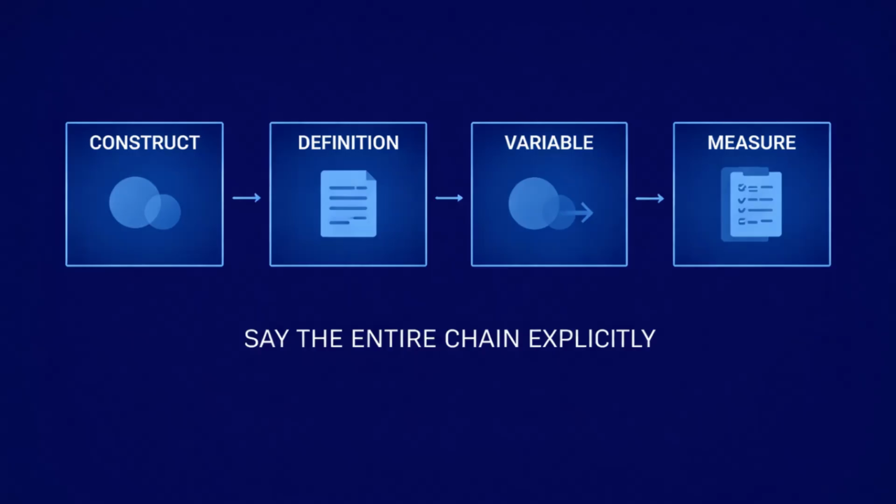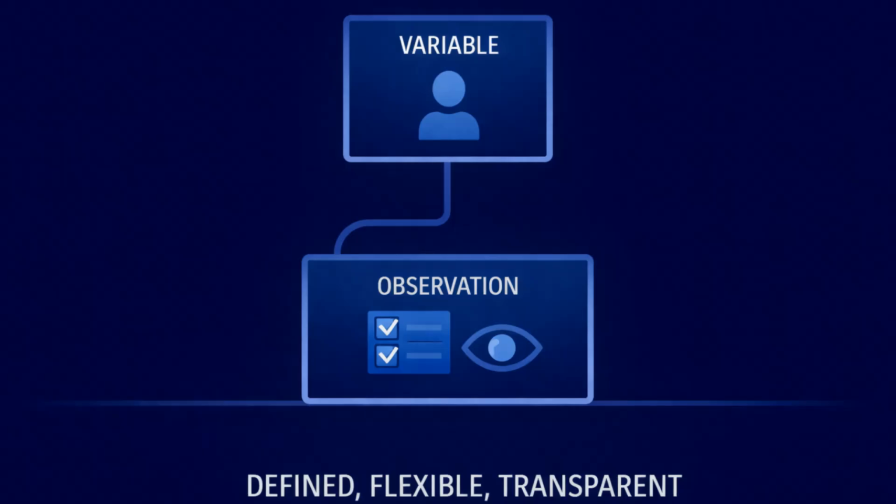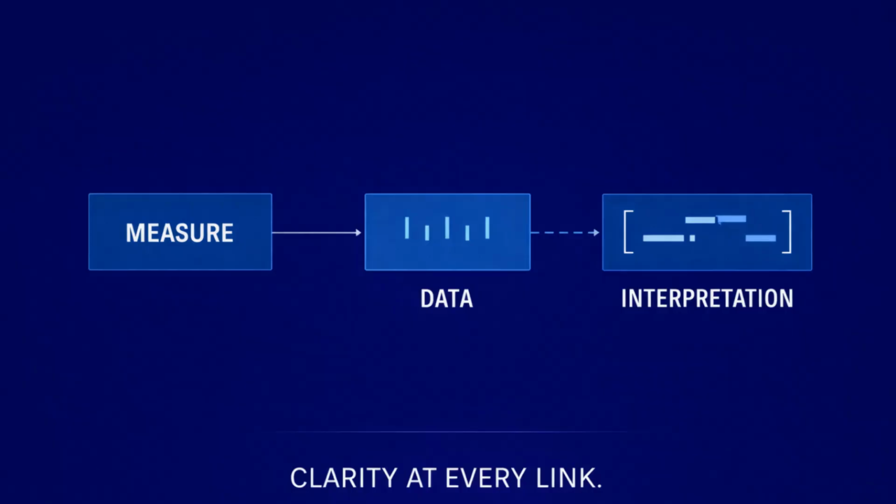A final alignment check is to say the entire chain slowly and explicitly. This construct is defined as this, based on the literature. This variable represents this aspect of the construct. This is how the variable will be observed or recorded. This is the measure that will produce the data. This is how the data will be interpreted. If any link in that chain feels rushed or unclear, operationalization is not finished.